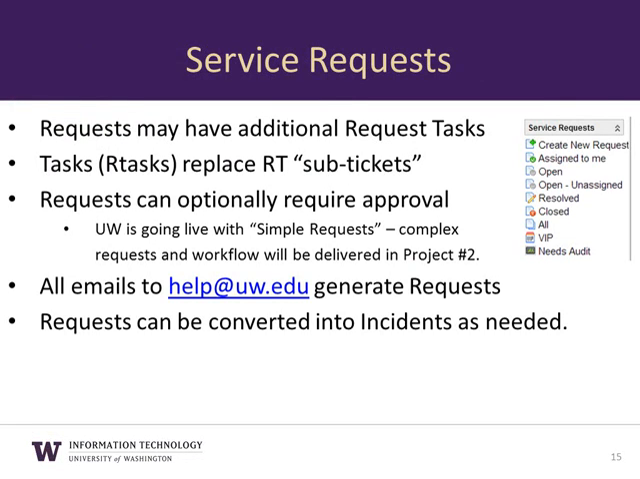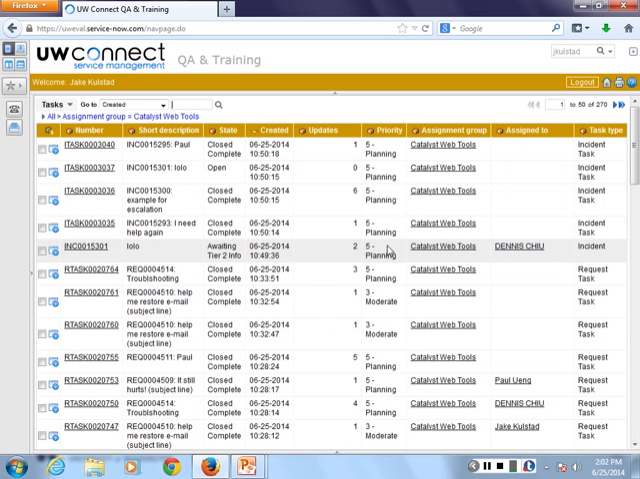How many people use subtickets in RT? Anyone use subtickets? We have at least one person. Those will be replaced by the concept of a task. And for requests, we'll call them R tasks because they are directly associated with a request. Requests can also optionally require approval. Not a lot of folks are doing this. So if anyone has any questions about that, I can show you how to do it. But I'm not going to demo it here today. You can make it so that they require approval if necessary. OK, let's get started on this.